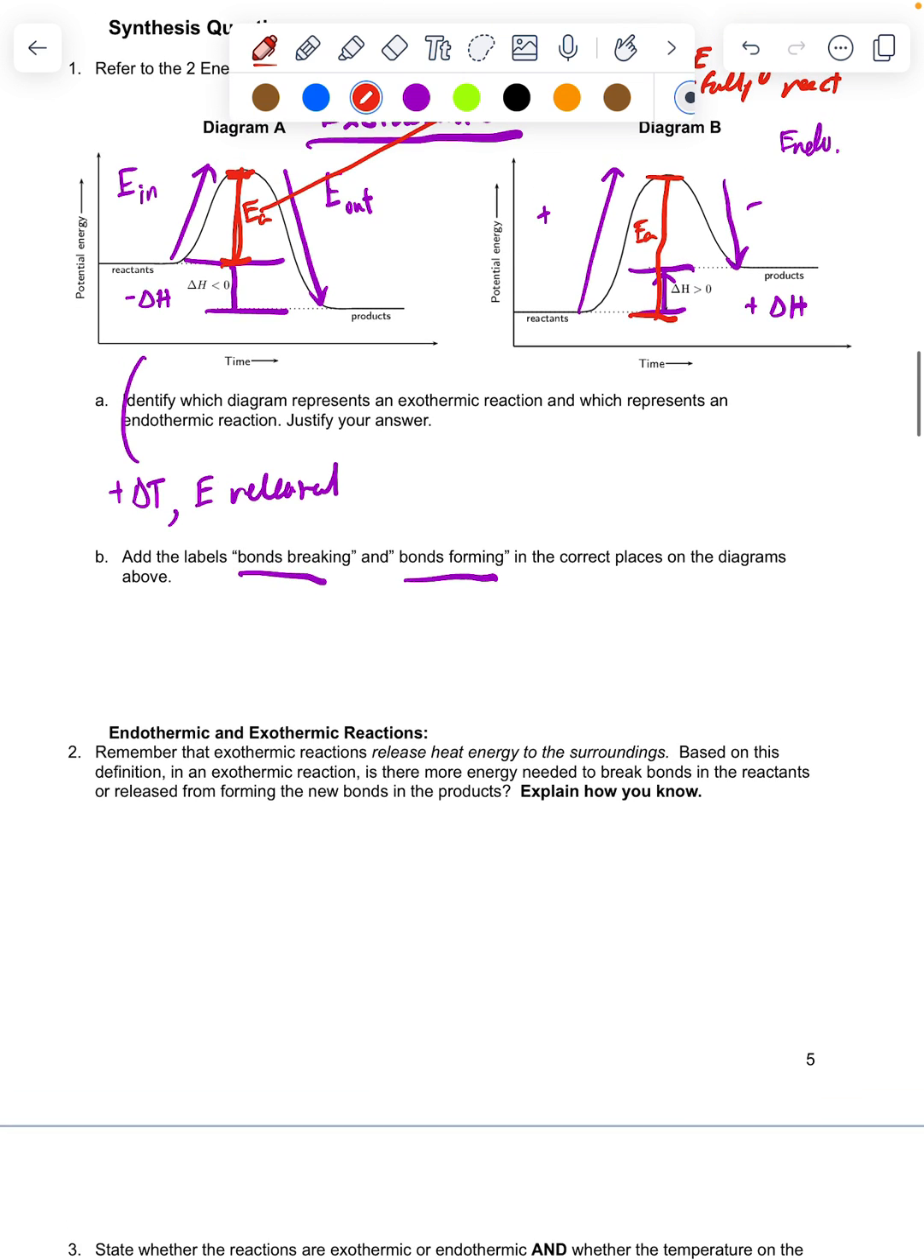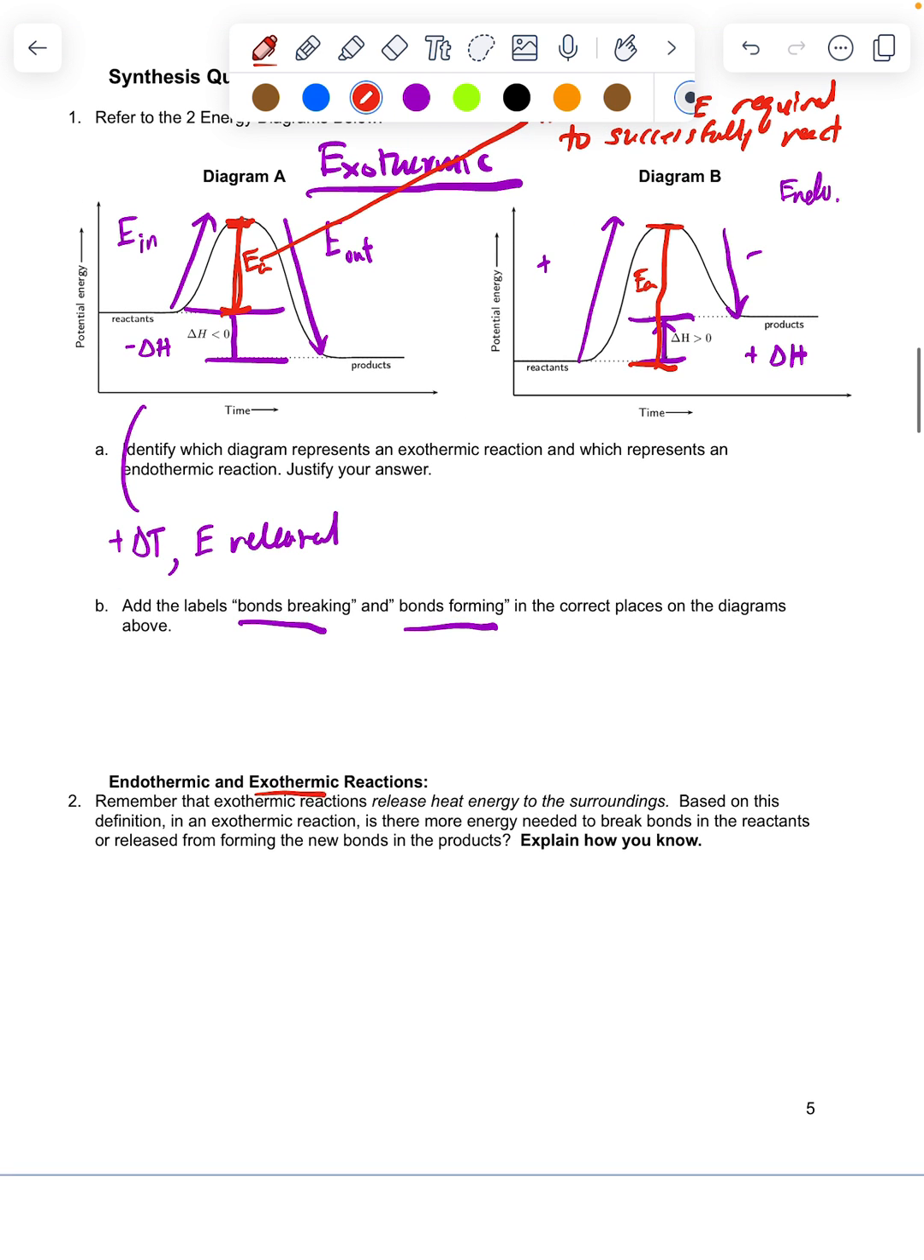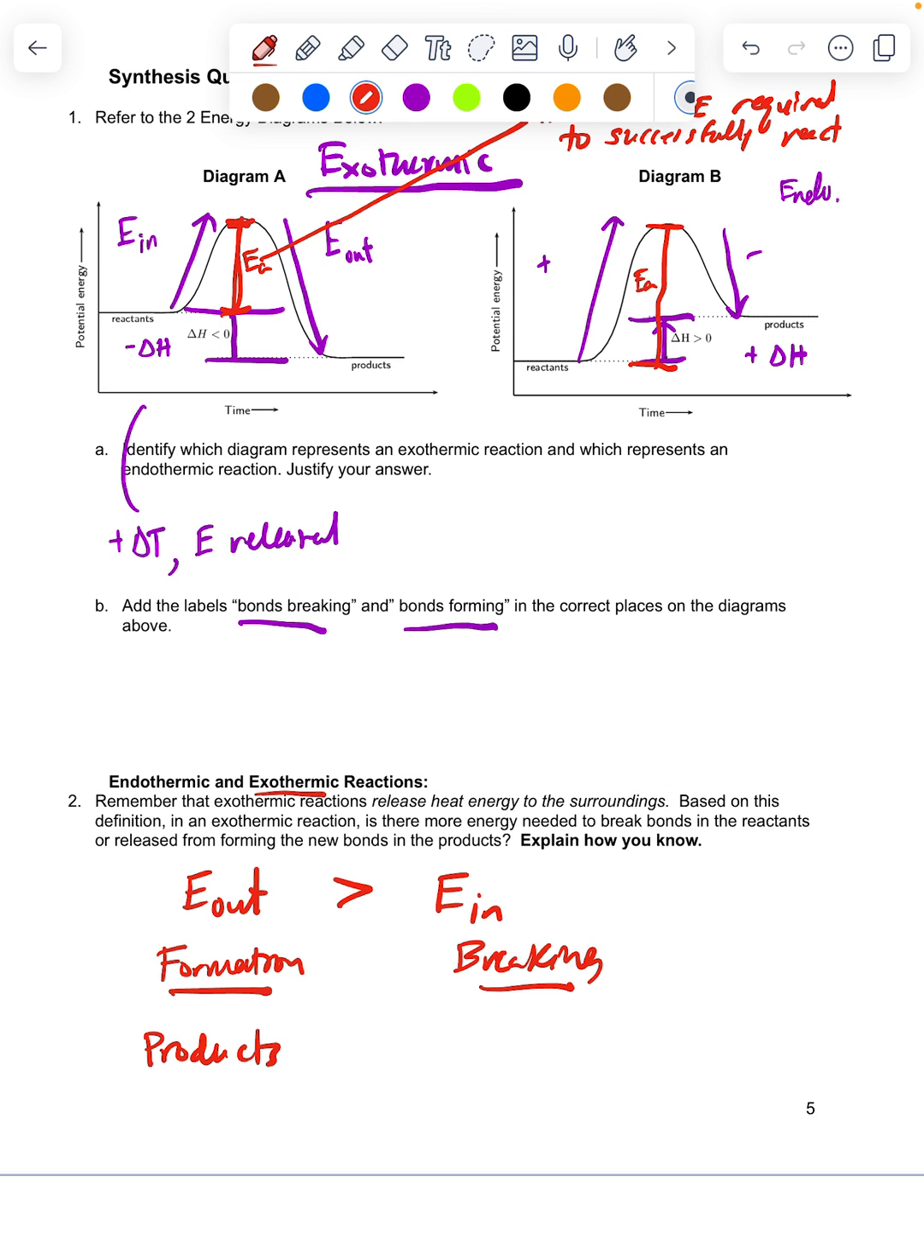If we look at the ones above, is there more energy needed to break bonds in the reactants or released from forming new bonds in an exothermic reaction? Well, in an exothermic reaction, if I look at the diagram on the left, I can see that the energy out is greater than the energy in. The energy out is from the formation of bonds, and the energy in is from the breaking of bonds. Therefore, there's more energy with the formation than with the breaking. The formed bonds are in the products, and the broken bonds were in the reactants.